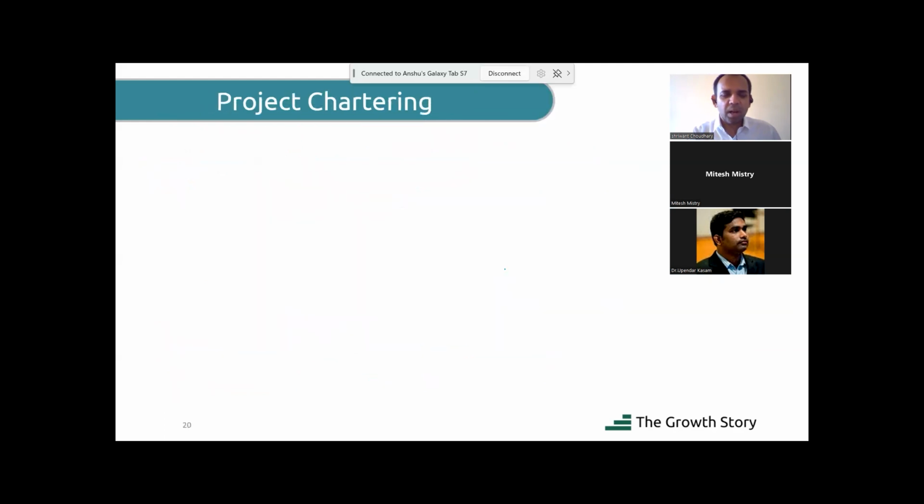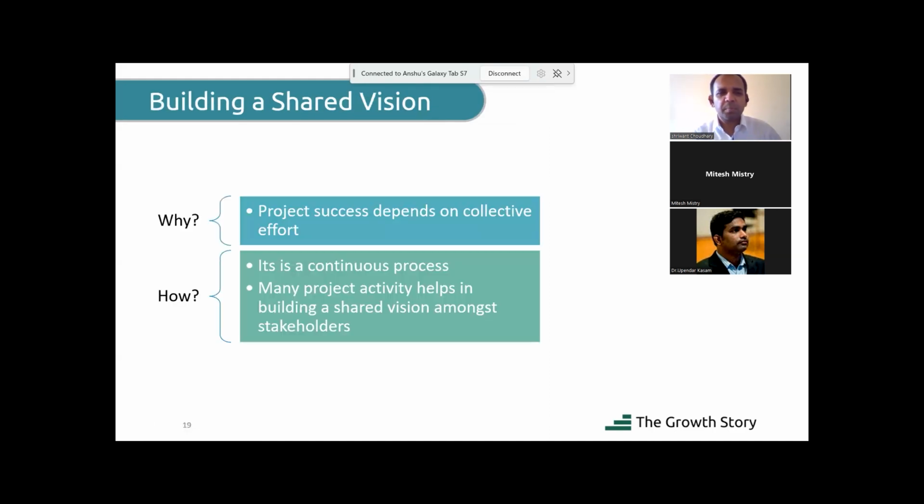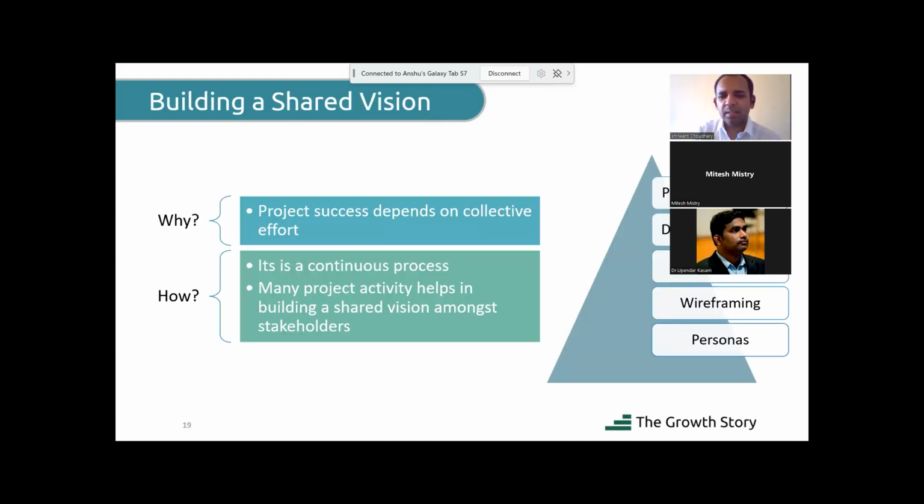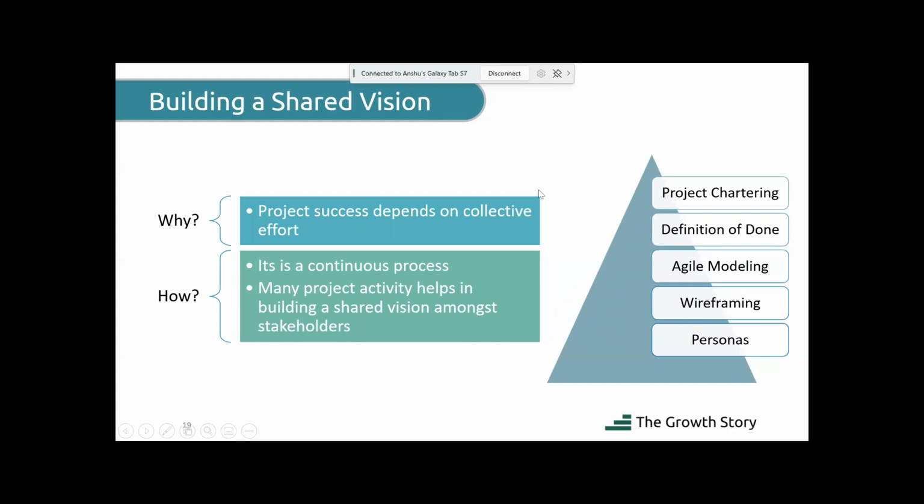Now let us talk about how to build the shared vision. The first thing, about the personal aspect, we will talk about in the next domain. Now we are talking about building the shared vision, how the shared vision is built. There are different ways to build a shared vision among the stakeholders. We will talk about all these things one by one, right? So first is project chartering, then definition of done, agile modeling, wireframing, and personas.